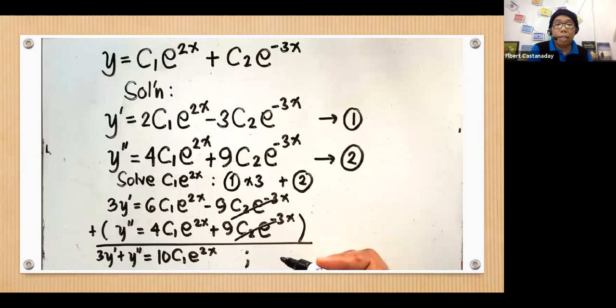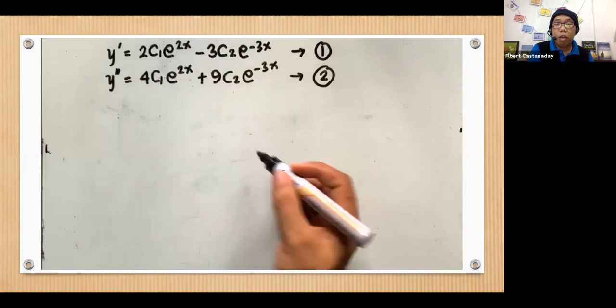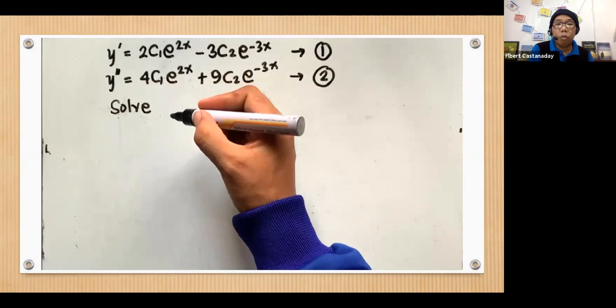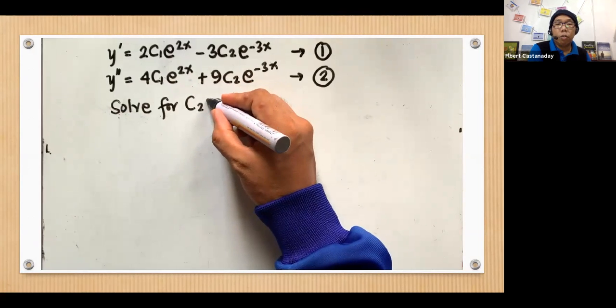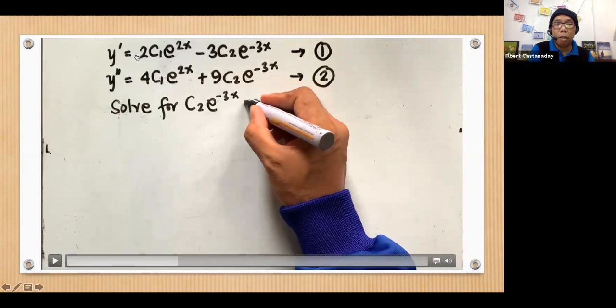So solving for c sub 1 e raised to 2x, may coefficient na 10 dyan. So we divide both sides by 10, giving us c sub 1 e raised to positive 2x equals, okay, copy natin 3y prime plus y double prime, all over 10. So this is now the value of c sub 1 e raised to 2x. Now working on the other part to eliminate c sub 1, so we solve for c sub 2 e raised to minus 3x. Ang ginawa ko dito is kinopya ko muna yung first two equations kasi hindi natin mabalikan mamaya.